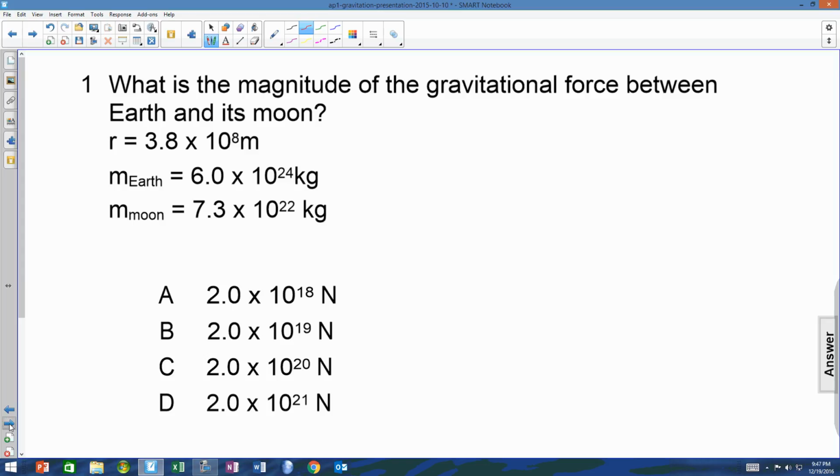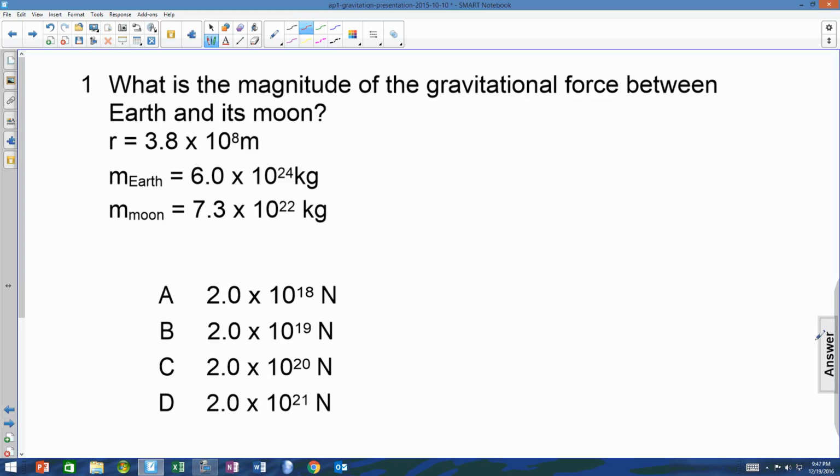So for question number 1, what is the magnitude of the gravitational force between the Earth and its moon? R is the radius or the distance between the Earth and the moon. It is 3.8 times 10 to the 8 meters. The mass of the Earth is 6 times 10 to the 24 kilograms. The mass of the moon is 7.3 times 10 to the 22 kilograms. So again, what is the magnitude of the gravitational force between the Earth and its moon? Go ahead and pause the video now.